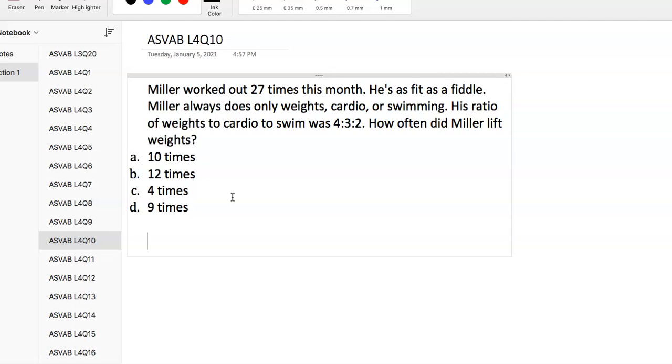Okay, and so this is another one. That one was ratios, proportions, and rates. Another ratios, proportions, and rates type question. Okay, so let's see here. Miller worked out 27 times this month. It says he's fit as a fiddle. Miller does only weights, cardio, or swimming. His ratio of weights to cardio to swim is 4 to 3 to 2. How often did Miller lift weights?